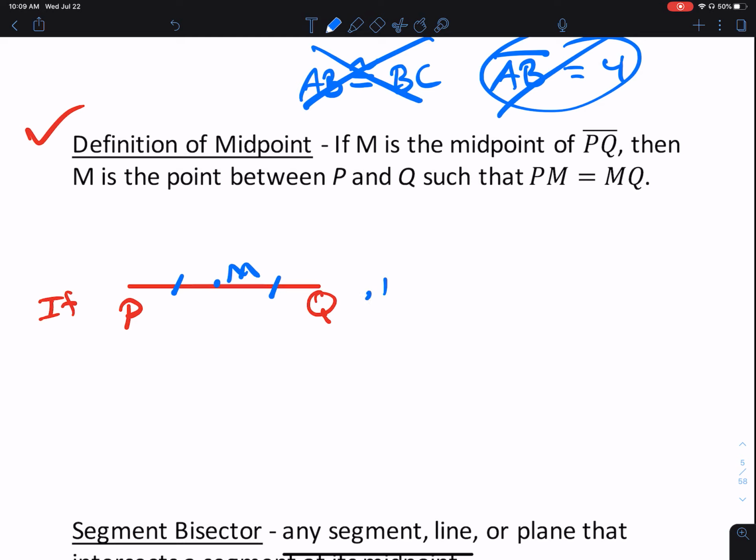Our conclusion from this, PM is equal to MQ. This gives us a license that anytime the directions say, hey, this point is the midpoint of this segment, we can make this equation every time. And you're going to need to make equations in this class, and we'll get to that when we get to the back of our notes, and you'll see what I'm talking about.